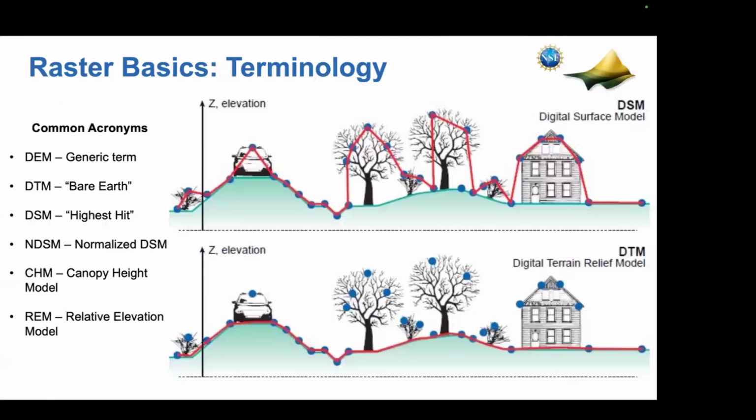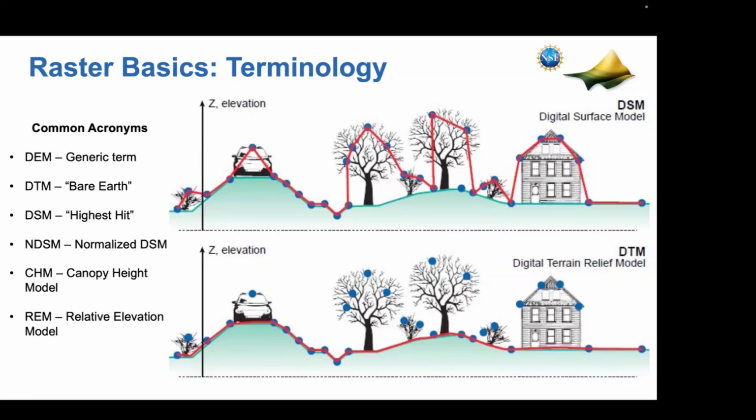So just to review some basic terminology, so we're all on the same page. Some of these terms can be kind of confusing or they're misused. Very often, most people are familiar with DEM, a digital elevation model. This is kind of a generic term that's used sometimes loosely and it's used interchangeably. You'll see both DTMs and DSMs referred to as DEMs. A lot of times DEM is used as a synonym for digital terrain model.